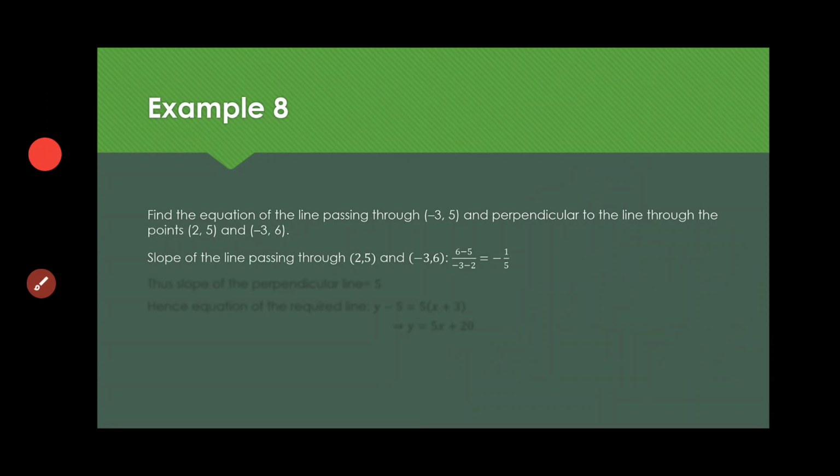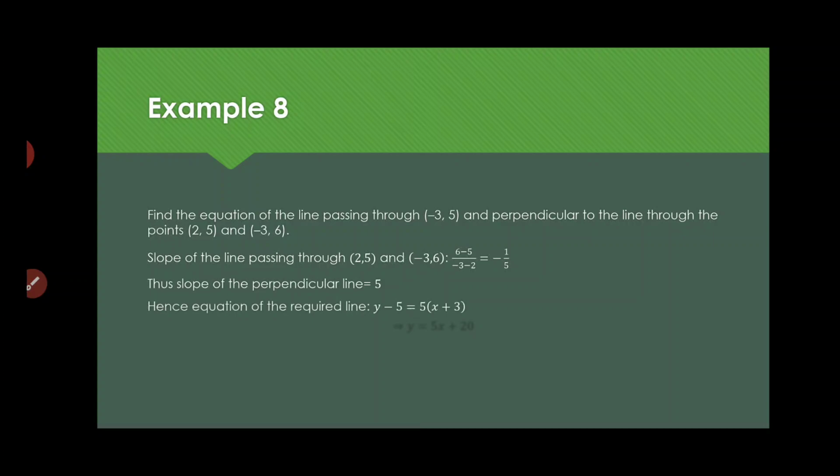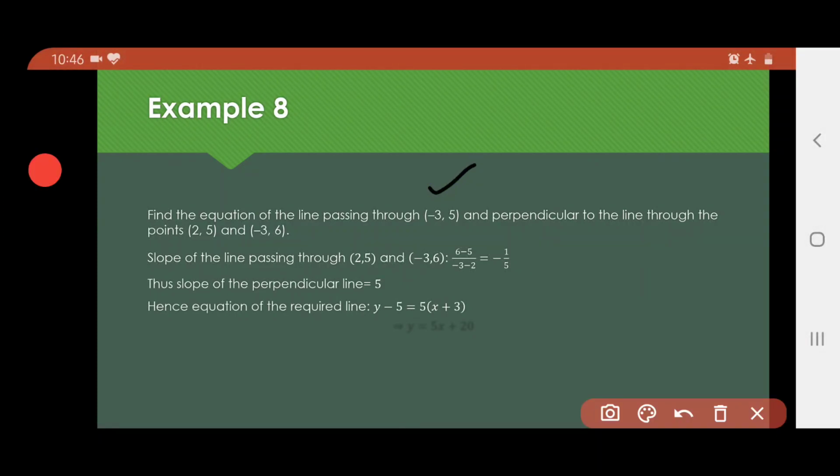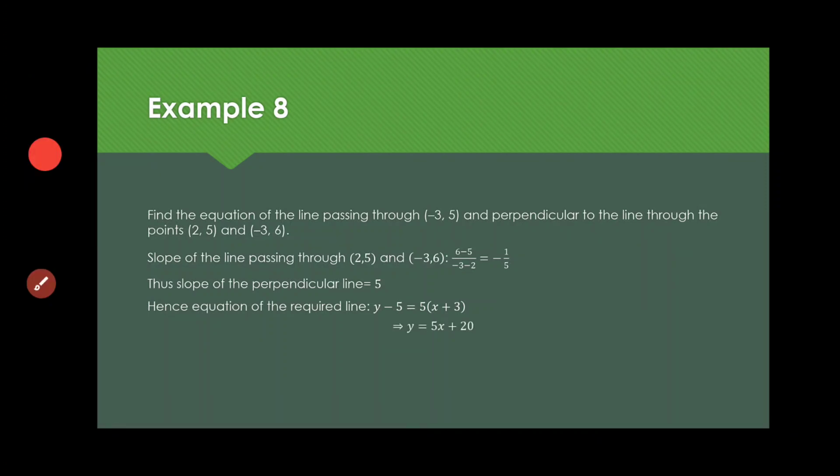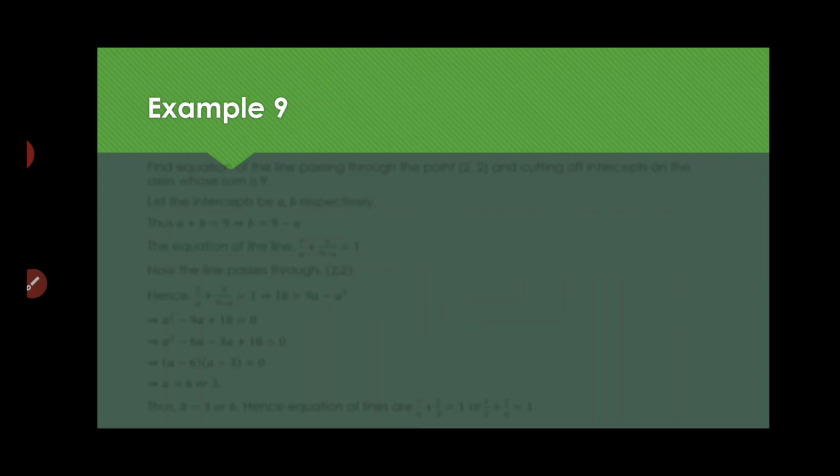What is the slope of the line passing through (2, 5) and (-3, 6)? Do your calculation, it comes out to be minus 1 by 5. Therefore the slope of the perpendicular line will be 5, the negative reciprocal of that. Then the equation becomes y minus 5, that is this point, y minus 5 equals 5 into (x plus 3), and that gives you y equals 5x plus 20. Simple problem. Now the last problem, problem number 9.